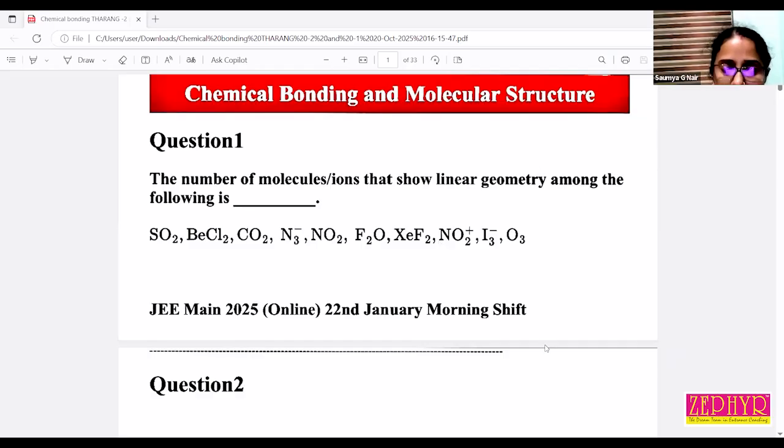Atomic structure, chemical bonding and molecular structure. Can you see my PDF? Can you see the PDF? Yes, Miss. Okay. Aryananda, turn on your camera. Miss, 1 minute.